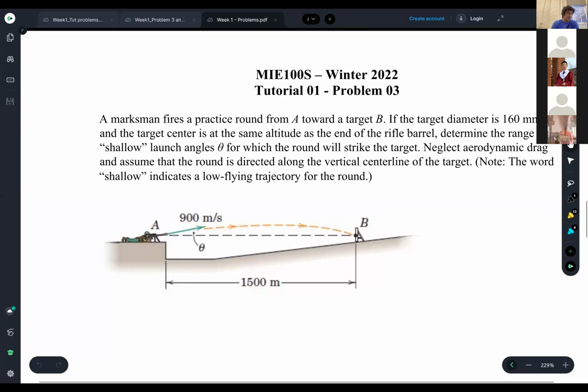Okay, folks, then we'll move on to problem 3. Problem 3 will be on projectiles. The problem is very simple as well. Let me try to draw.